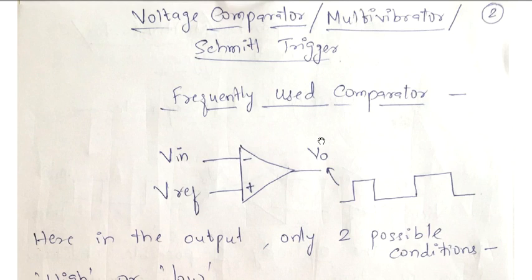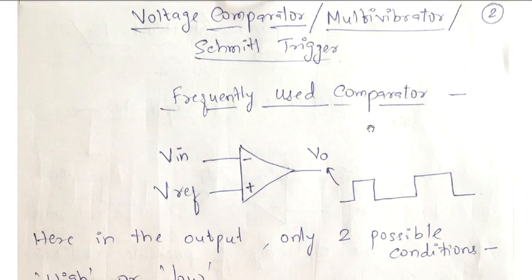Okay, so the name tells you, because it is a voltage comparator, what is it going to do? It is going to compare two voltages. So which two voltages will be compared? Of course, the input voltage and the reference voltage. These two voltages will be compared, and depending on the relation between them, the output voltage is obtained. So as you can see, I have drawn this waveform over here for the output voltage.